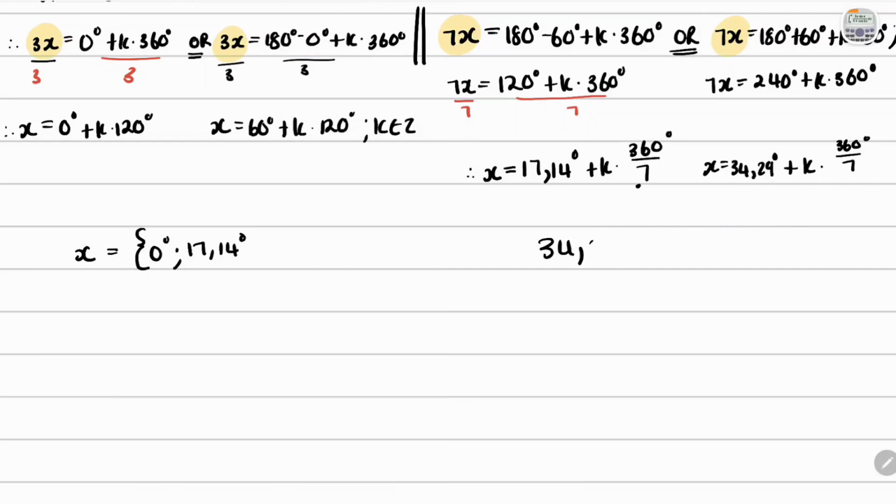So 34.29 plus, and then if you say negative 1, because if you go positive 1, if you add 0 there, if you say times 0, then these two would just give you 0, and then you have 34.29, which won't work. If you add 1, it just makes it bigger, so it's definitely not going to work. So let's just try negative 1, and then you will say times 360 over 7.